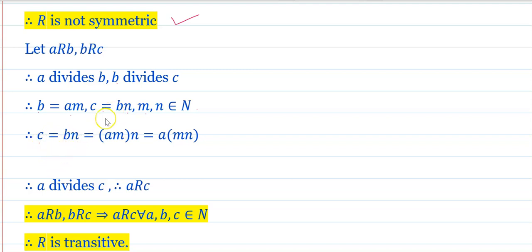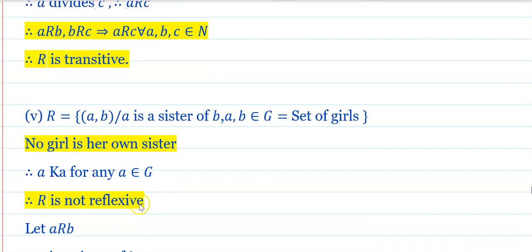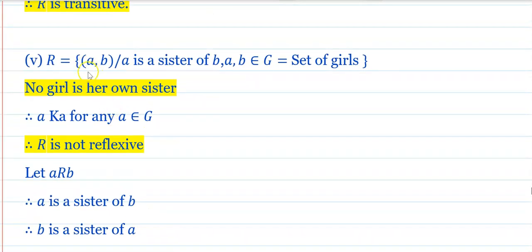What about C? C means what? C is Bn. Substitute the value of B. B is Am. Therefore, C is equal to Am into n. That is A in bracket m into n. That is, C is equal to A in bracket m into n. It means that A divides C, that is ARC. Now this means that A divides B and B divides C. It means that A divides C for every A, B, C belonging to the set of natural numbers, and hence it is transitive.